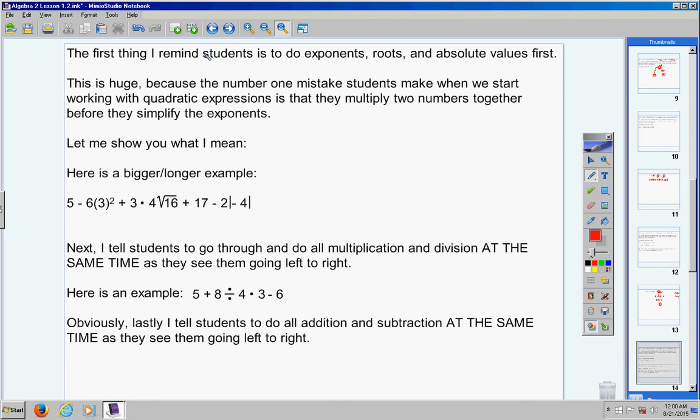Obviously, lastly, I tell students to do all addition and subtraction at the same time as they see them going left to right. In other words, you don't necessarily do addition before subtraction or subtraction before addition. It just depends on which one is first, going left to right. Okay? So, multiplication and division, addition and subtraction.